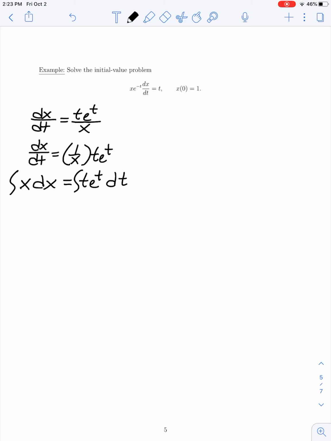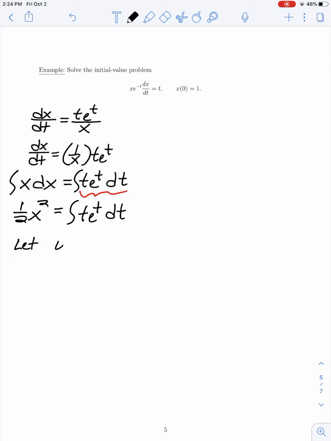So on the left-hand side, we would have a simple antiderivative, 1/2 x squared. And to evaluate the integral on this right-hand side, well, we see that we have t times e to the t. We've got the product of two functions which cannot be simplified, and that suggests that we would need to use integration by parts. So let's take a look at evaluating this integral on our right-hand side.